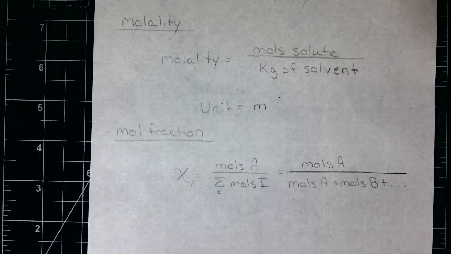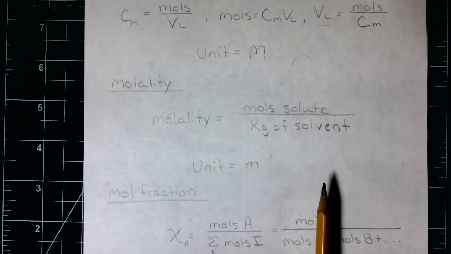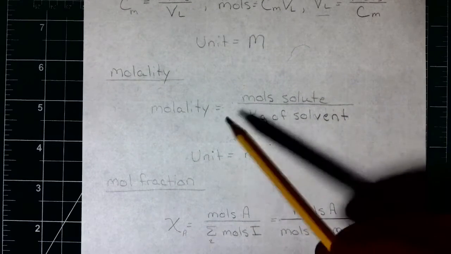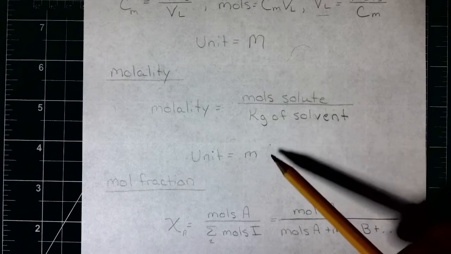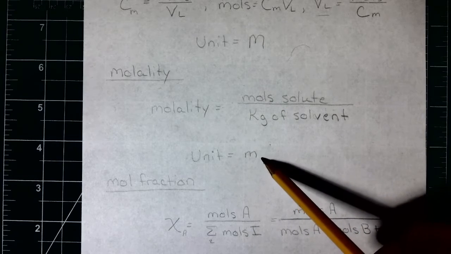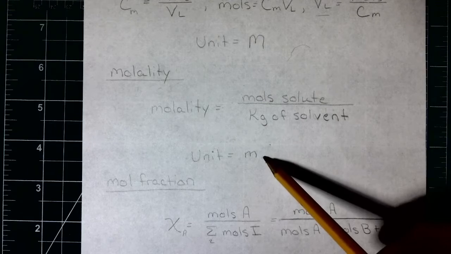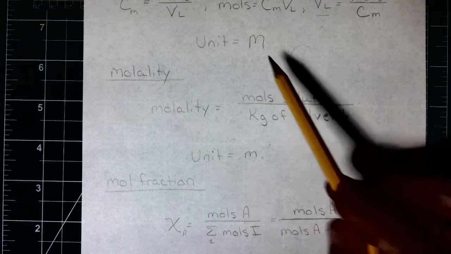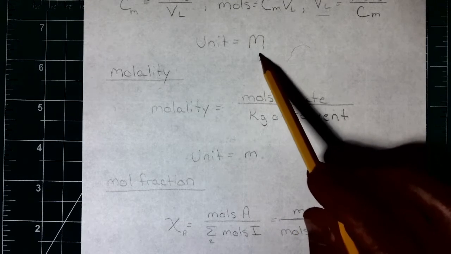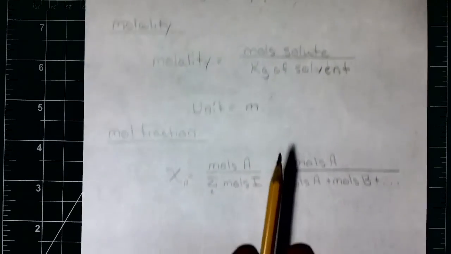So it would be real easy sometimes to get molarity and molality confused as far as their units. So you always have to be looking for that. The lowercase m, sometimes italicized, is molality. The uppercase M is molarity.